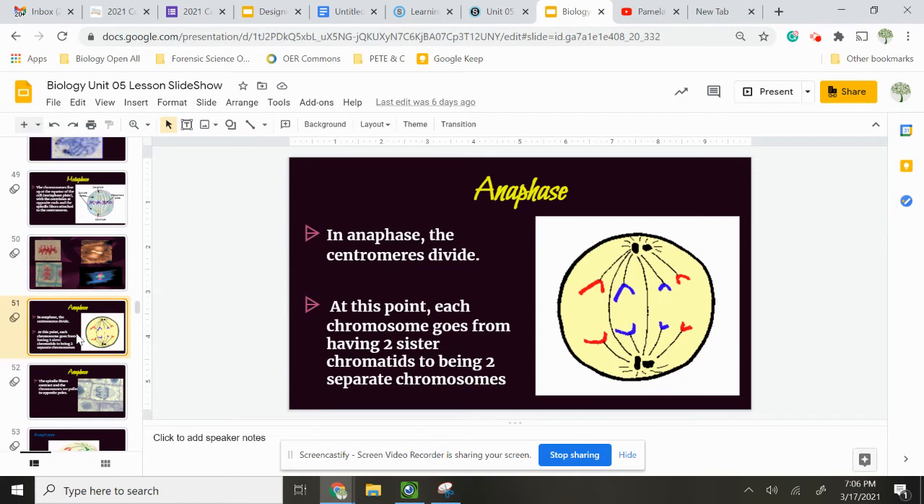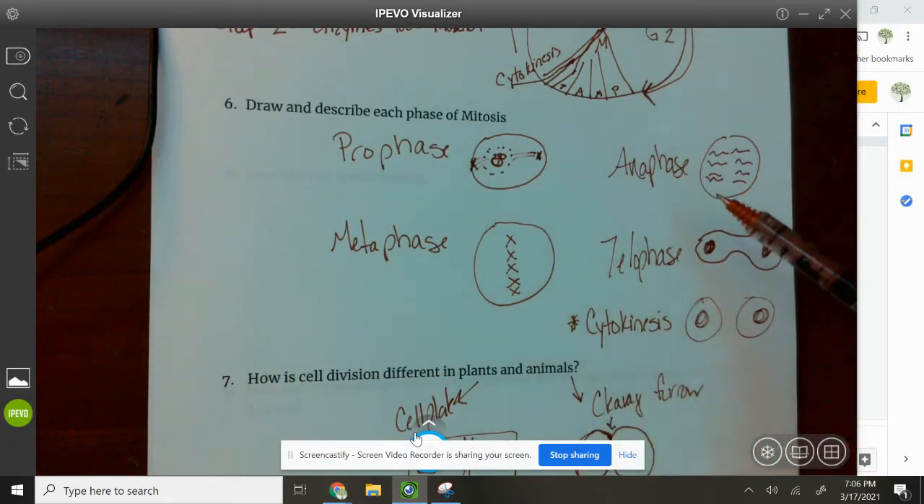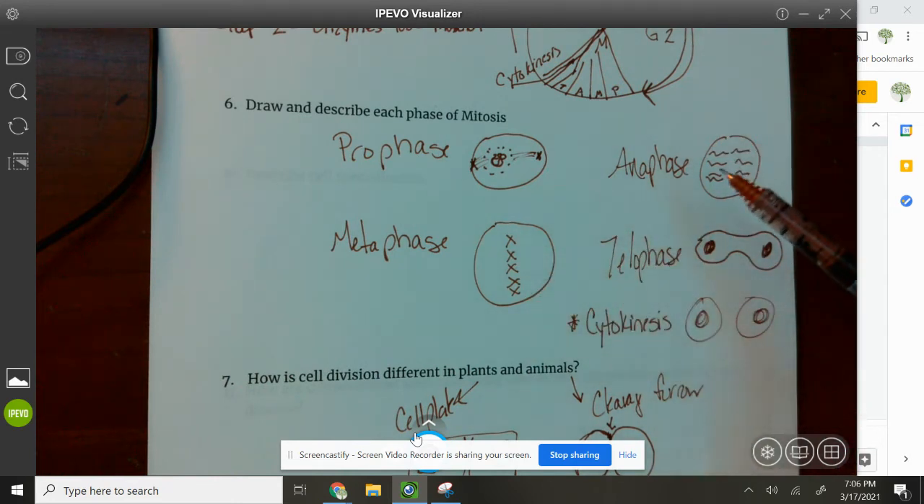Anaphase is our next stage of the cell cycle, our next stage of mitosis, nuclear division. Back to the study guide. There we go. Anaphase. The chromosomes are now being pulled apart by those asters and spindle fibers, and they're starting to migrate to opposite sides. They're pulling apart.